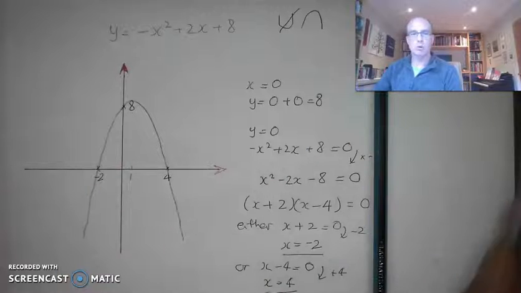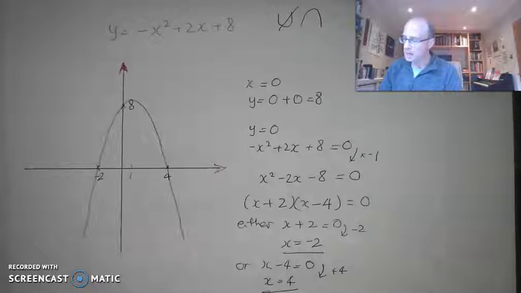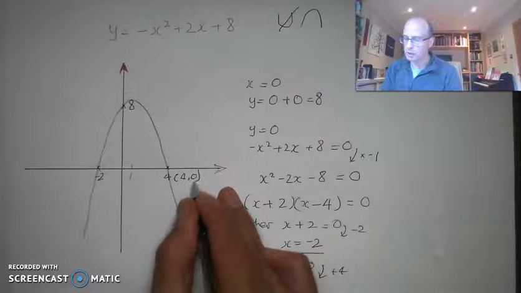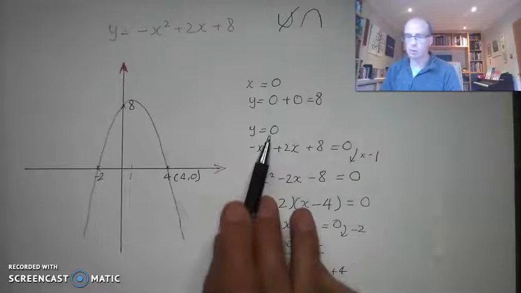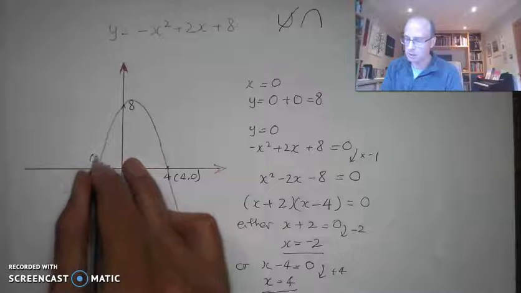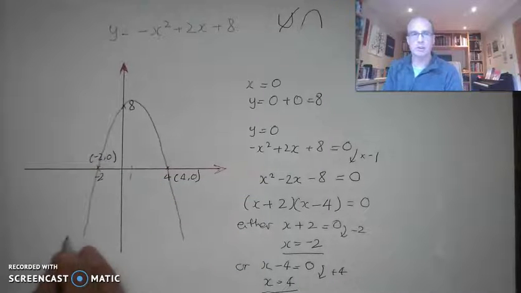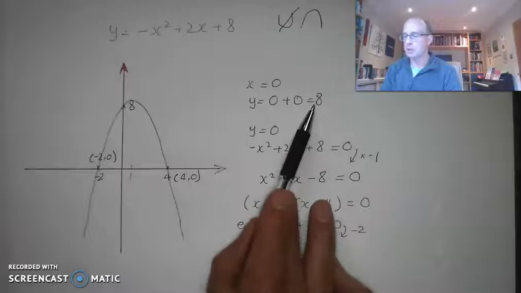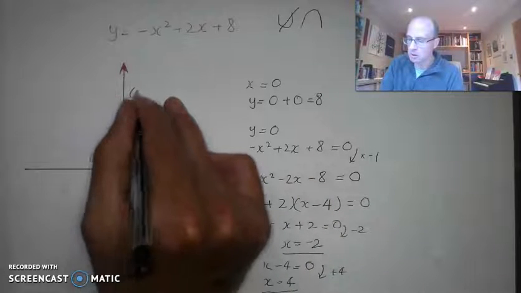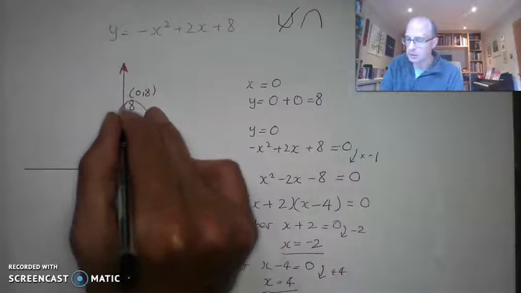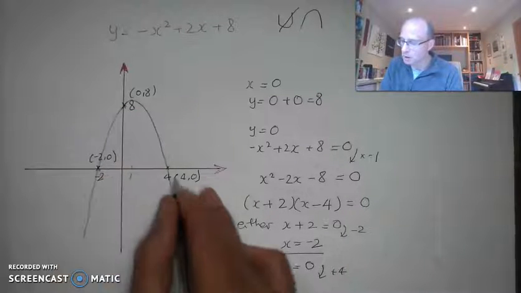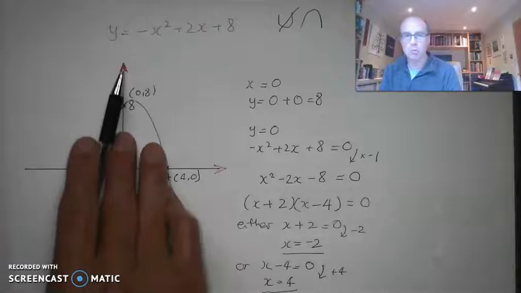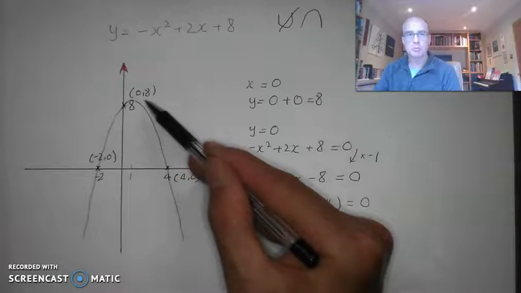So we've got our coordinates. Let's mark them on. We had x is equal to 4 and y is equal to 0. That's my 4, 0. We had x equals negative 2 also when y was 0. So negative 2 and 0. And our y-intercept, so x is equal to 0, y was equal to 8. 0 and 8. That point, this one, and this one. So I've marked on my x-intercepts, I've marked on my y-intercept, I've got my smooth curve.